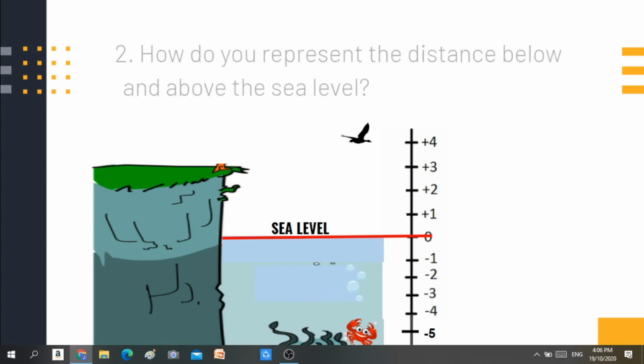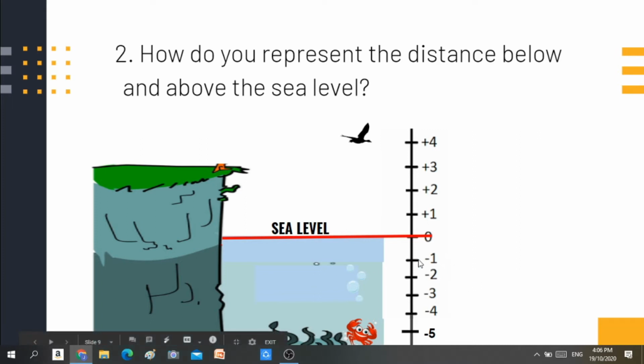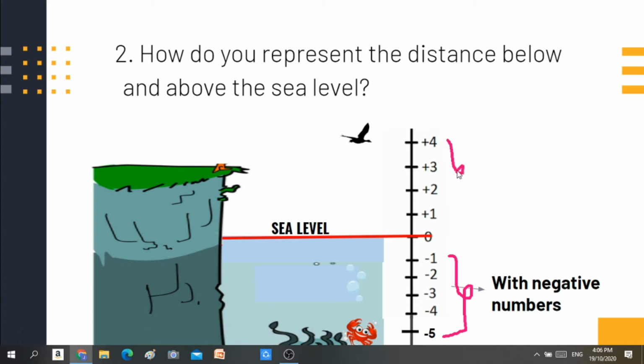Next question. How do you represent the distance below and above sea level? So, paano daw natin nire-represent yung below and above sea level? So, as we can see here, na-represent natin yung mga numbers below sea level as negative numbers. Correct? And then, we have those numbers or yung mga bagay na nandun sa above sea level, we represent this as the positive numbers. Correct?